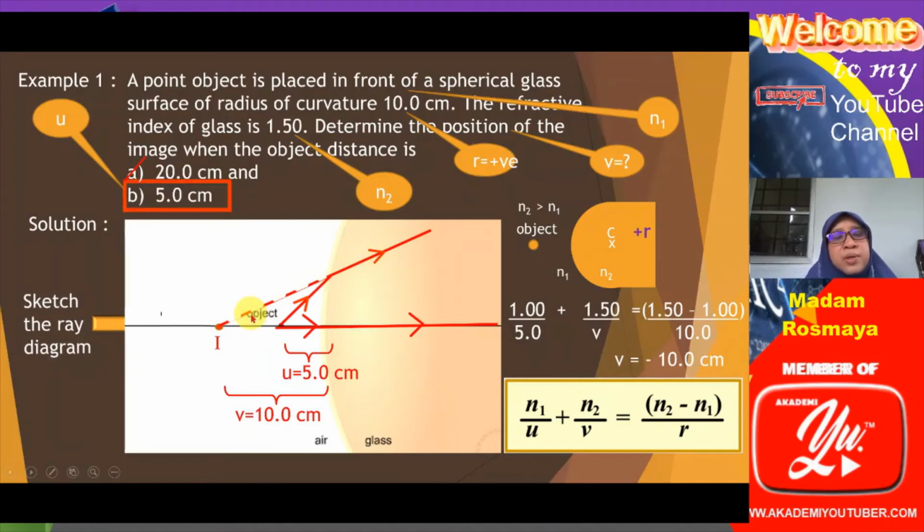That's why we sketch the ray diagram backward just now, so that you don't make a mistake with this line. From my experience, many students draw this line as a curved line, not a straight line. So that's why we draw backward. You must really understand how the ray is drawn. Okay, next we go for the second example.